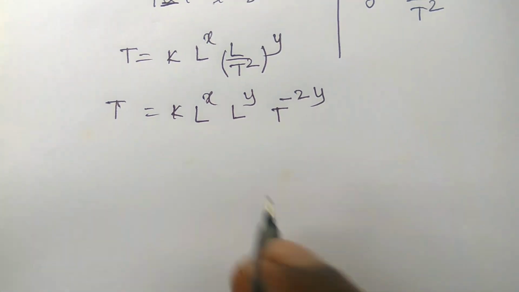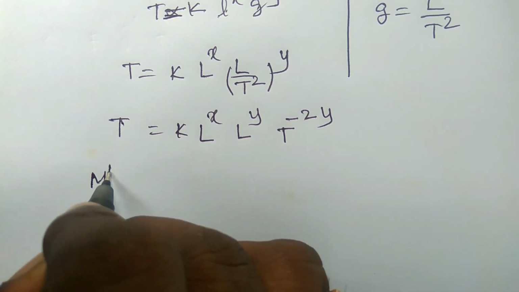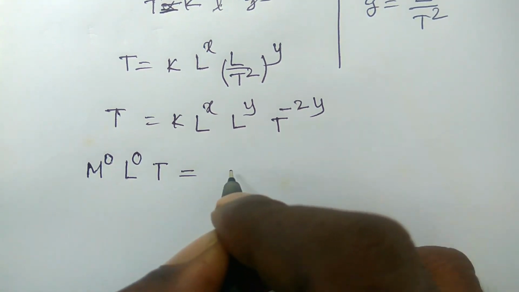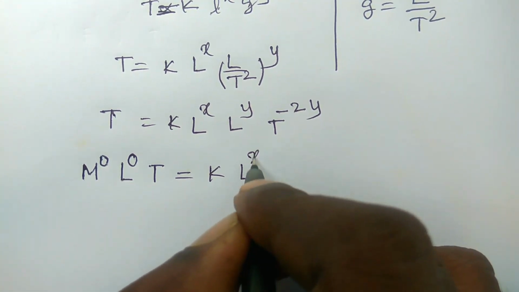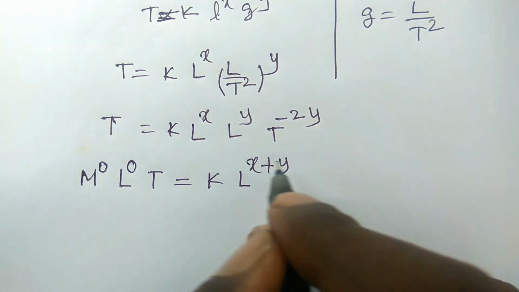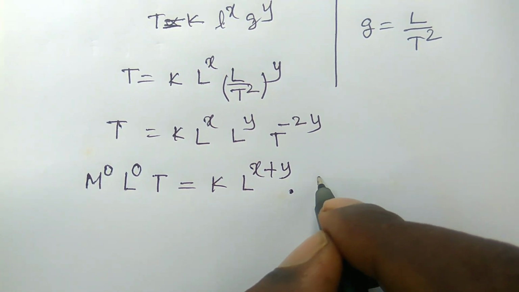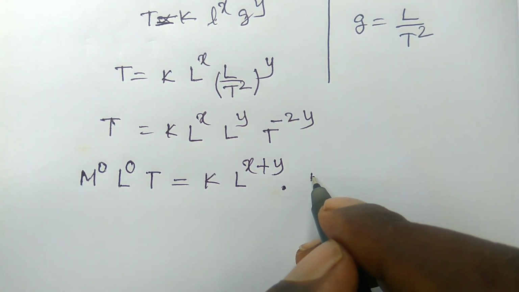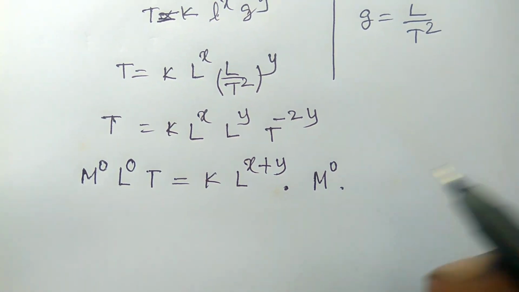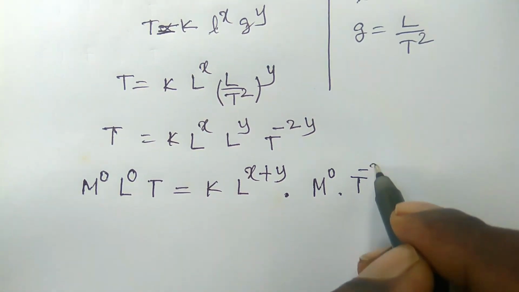So here you can write that in the LHS there is no m power 0, there is no L power 0, t is equal to k into L power x plus y. Bases are equal, powers will be added. Here there is no m, so m power 0. Then t power minus 2y.